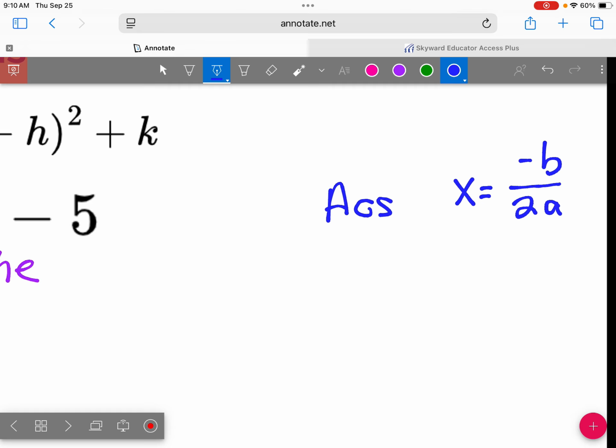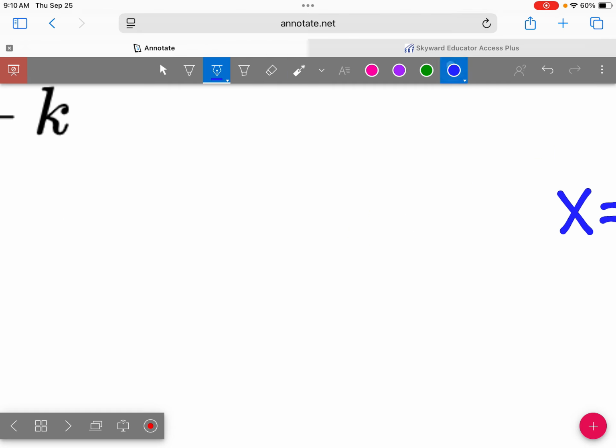Say it again? Axis of symmetry. Sorry, I'll write it out. I just take the lazy way a lot of times. Axis of symmetry.